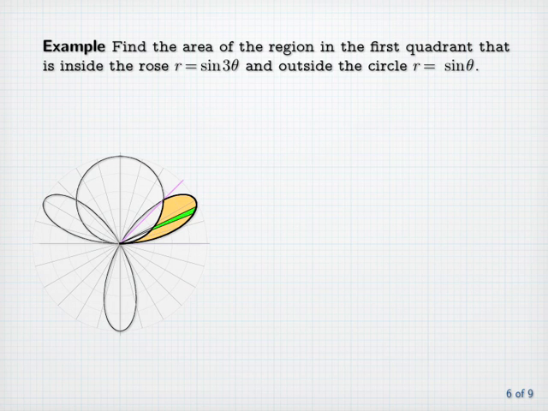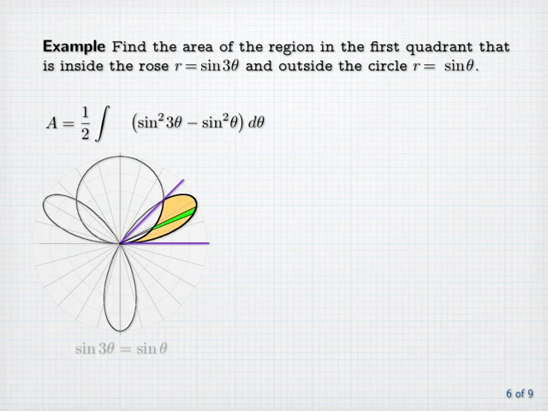So the integrand of the area integral will be 1/2 of sine squared 3 theta minus sine squared theta. The upper limit will be the least positive solution of the equation sine 3 theta equals sine theta. Since 3 theta will evidently be a second quadrant angle with the same sine as theta, 3 theta and theta will be supplementary angles. That is, 3 theta will equal pi minus theta, or 4 theta equals pi, which gives us theta equals pi over 4. So we'll integrate from theta equals 0 to theta equals pi over 4.